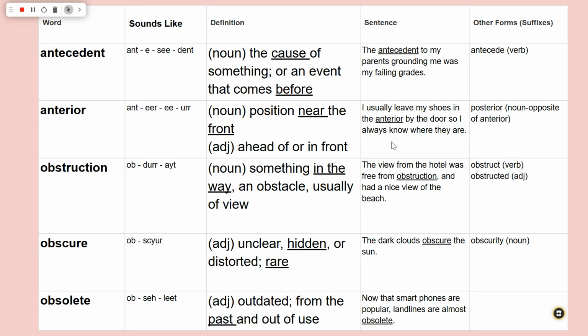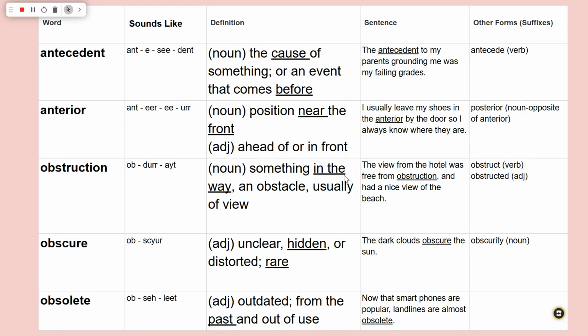Other forms are obstruct and obstructed. Then we have obscure. Obscure is unclear, hidden, or distorted. It's rare. The dark clouds obscure the sun. So obscure is also going to really connect to something that is in the way of your sight, in the way of seeing something clearly. Kind of like obstruction, but obscure is more visual specifically.